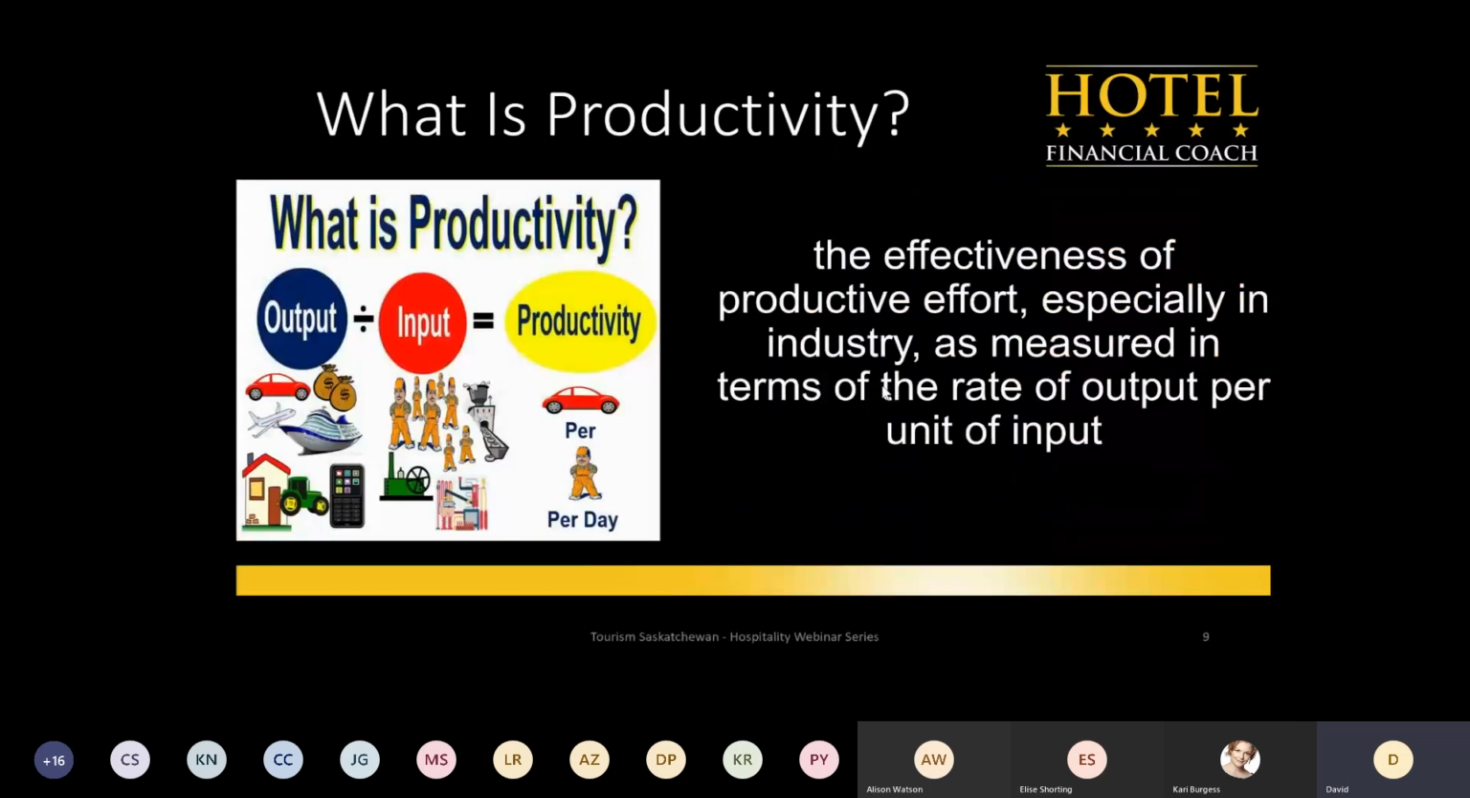So what is productivity? Well, productivity is simply output divided by input equals productivity. So if you have your output, which in our business is covers and rooms occupied, or arrivals and departures, whatever you want to call it, and you divide it by your input, which is the number of hours it takes to actually prepare that meal or service that room or check in that room, we have our productivity. And it's the effectiveness of the effort, especially in industry. Our industry is the same as the car industry, and it's measured in terms of the rate of output per unit of input. So that's simply what it is. Output divided by input equals the productivity.